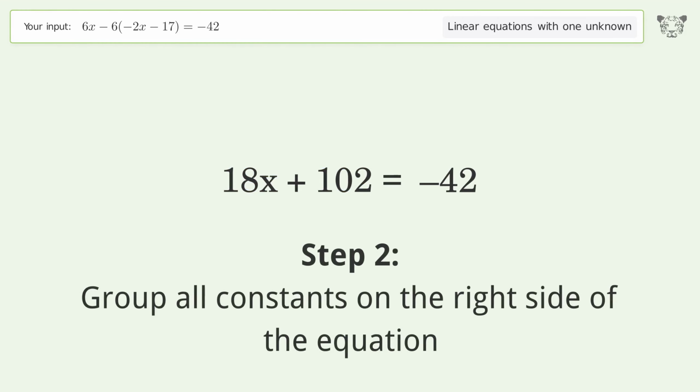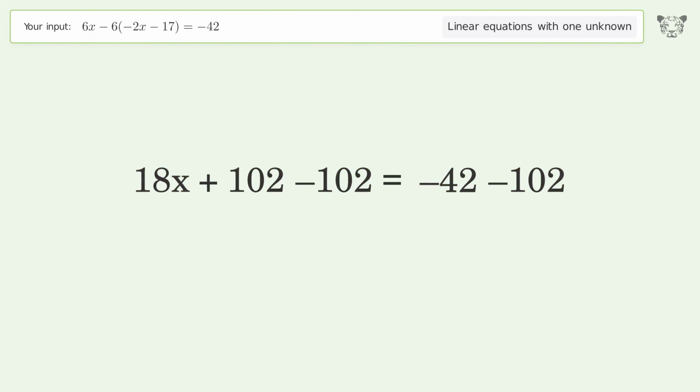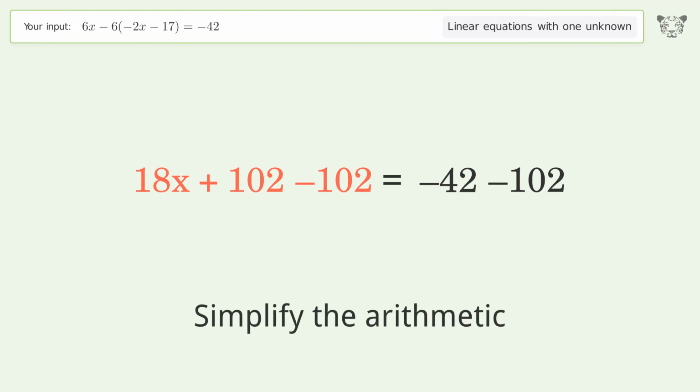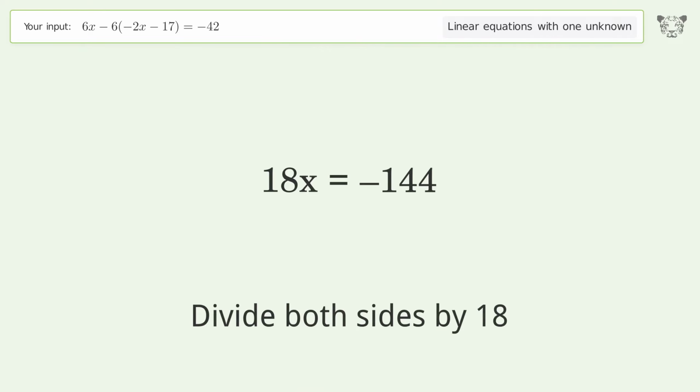Group all constants on the right side of the equation. Subtract 102 from both sides. Simplify the arithmetic. Isolate the x. Divide both sides by 18.